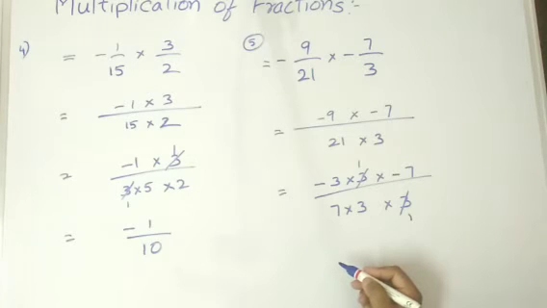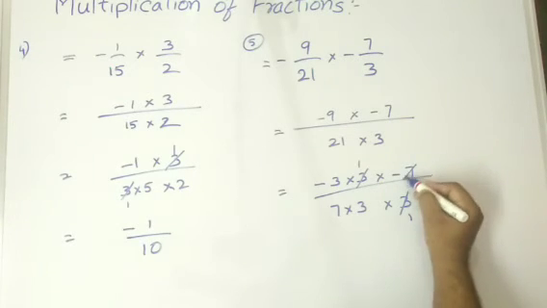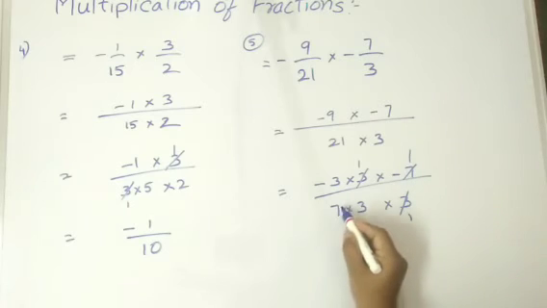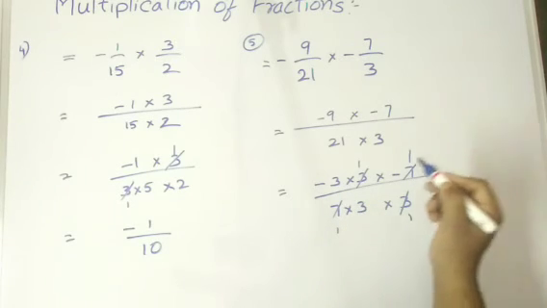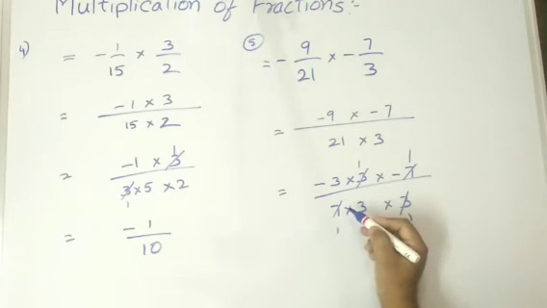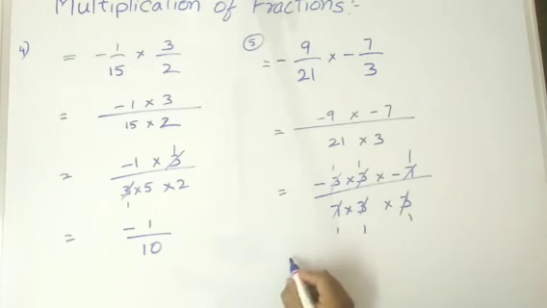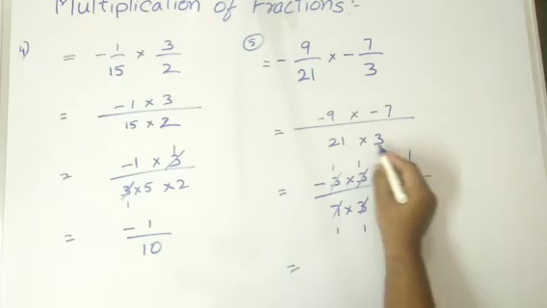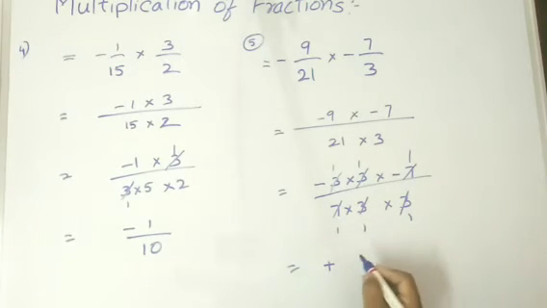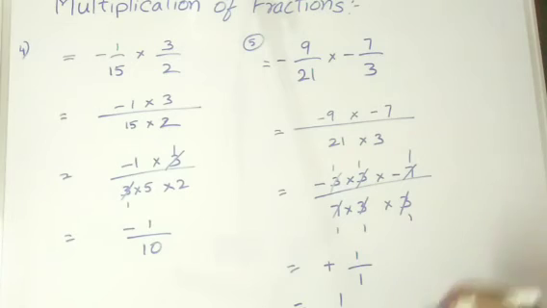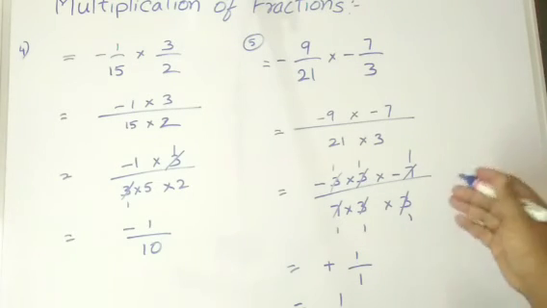Got an idea? See, 7 ones and 7 ones. So more there, 3 ones, 3 ones. Now upside, see, minus into minus is a plus. So all ones only, and the denominator is all ones only. Finally, you can write the answer is 1. So after practicing, you can do this one directly. No need for this much.